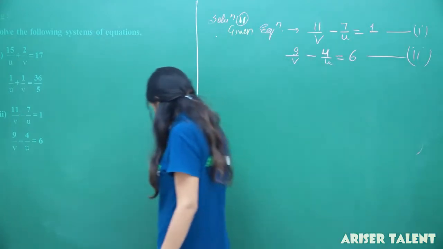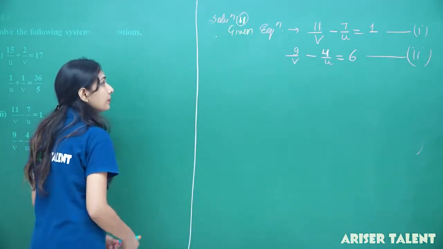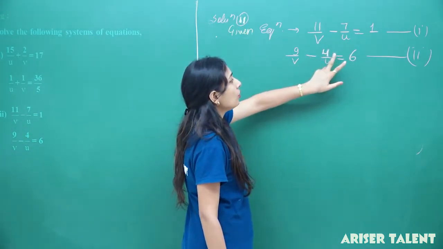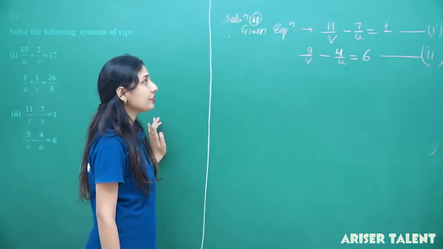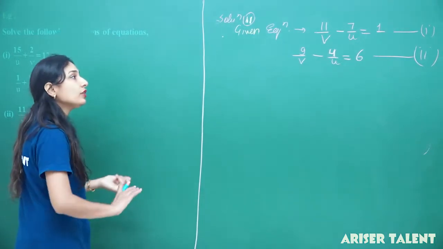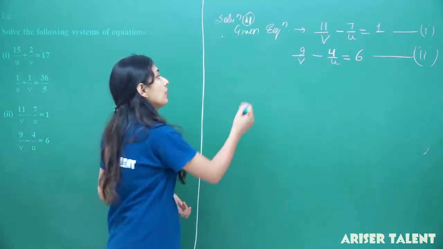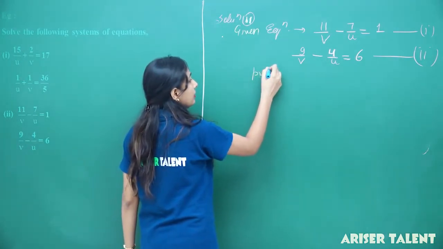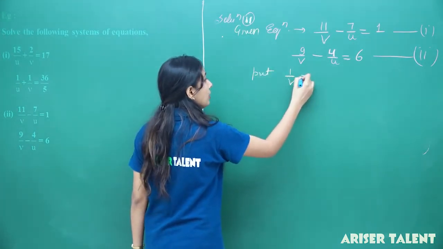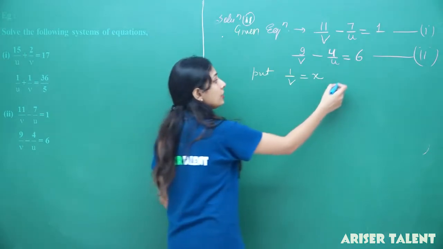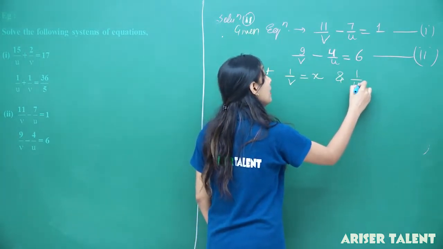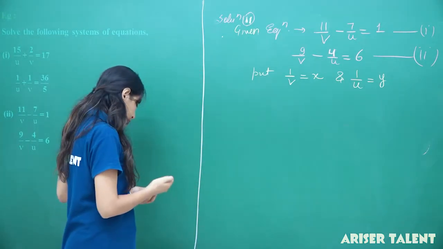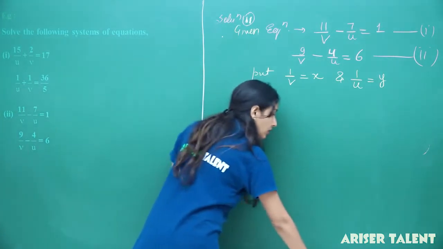Okay students, so now what will I do? Because I am not having this 7 by 2 or 4 by 2 by multiplying these equations. So what will I do? I can do one thing. I will be putting 1 by V equals to X and 1 by U equals to Y. Now if you do so students, what will you find out?